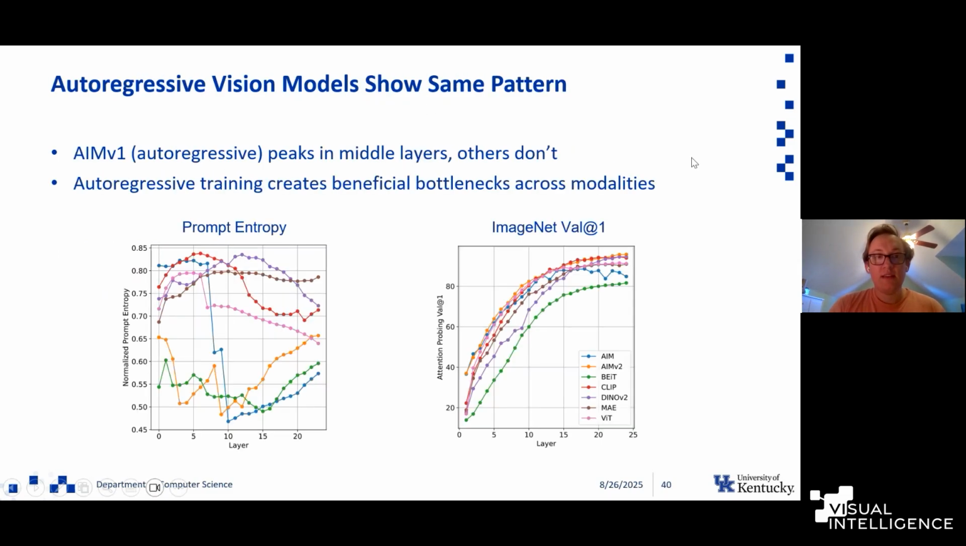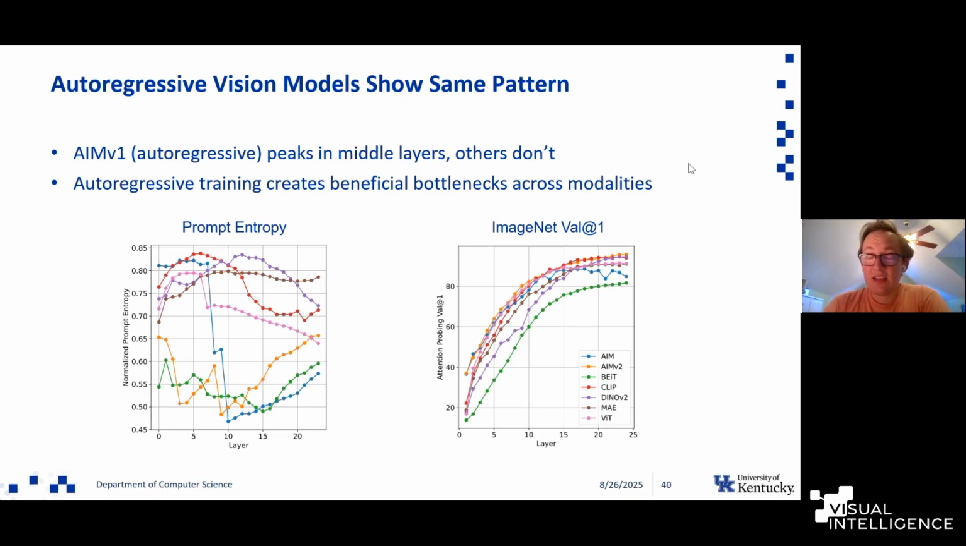So just like in language, where we notice that autoregressive models compress in the middle, we also see that in vision, where autoregressive models are compressing in the middle and also peaking in performance in the middle. There's a paper out of Apple called Autoregressive Image Modeling. They have a couple different versions now, but AIM V1 has this very nice property that it compresses entropy in the middle.